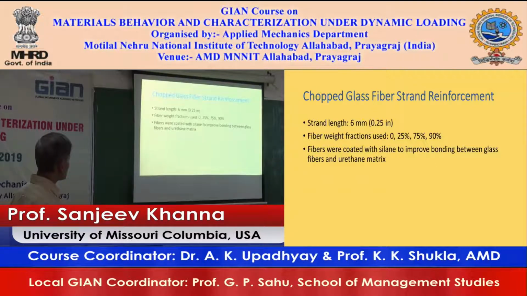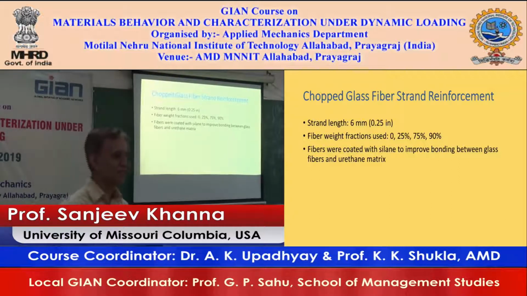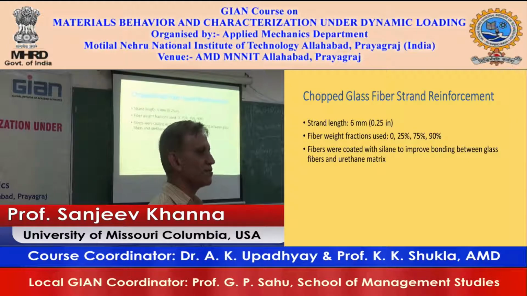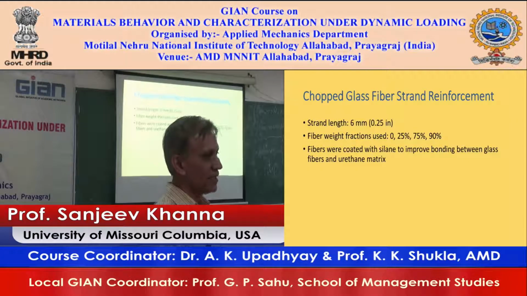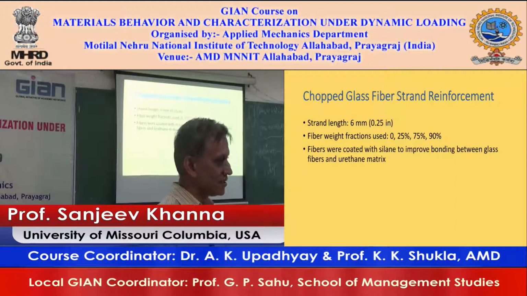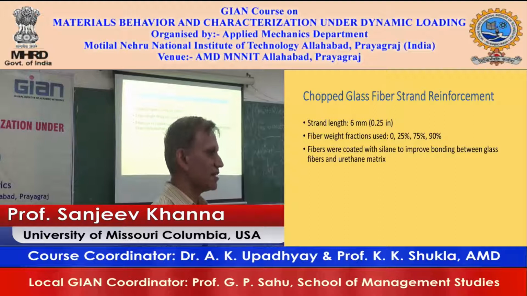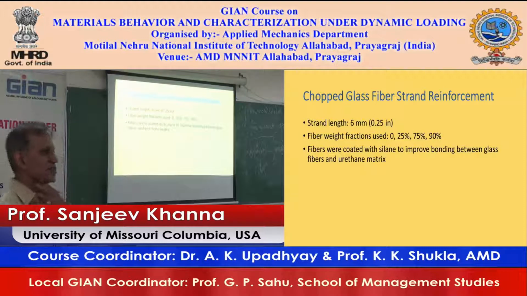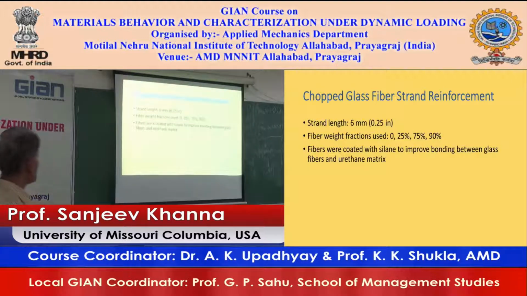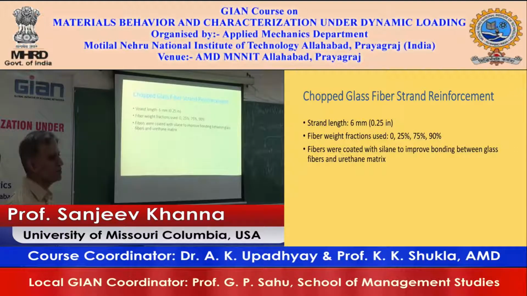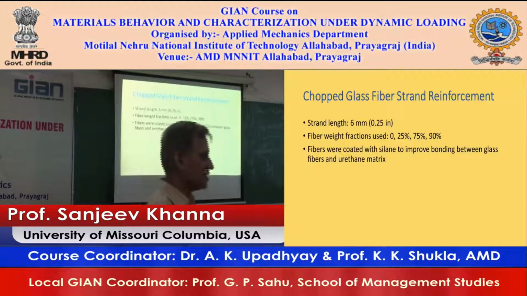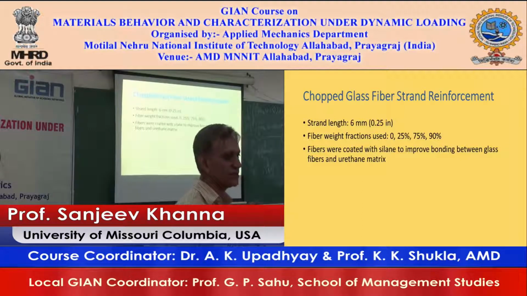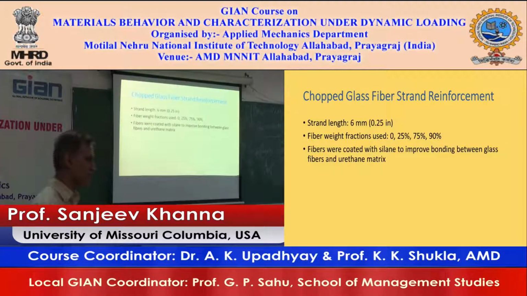The fibers were coated with silane to improve bonding between the glass fibers and the urethane. These silane coatings help create a covalent bond, acting as a bridge between the urethane surface and the glass fiber surface. By themselves they don't bond as well, but there are coatings called silanes. You will find a lot of literature on this, and many companies make silanes, and you can buy them without any problem.